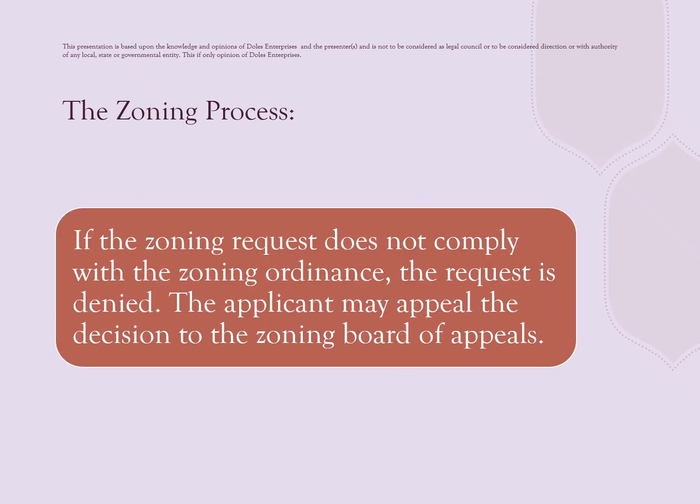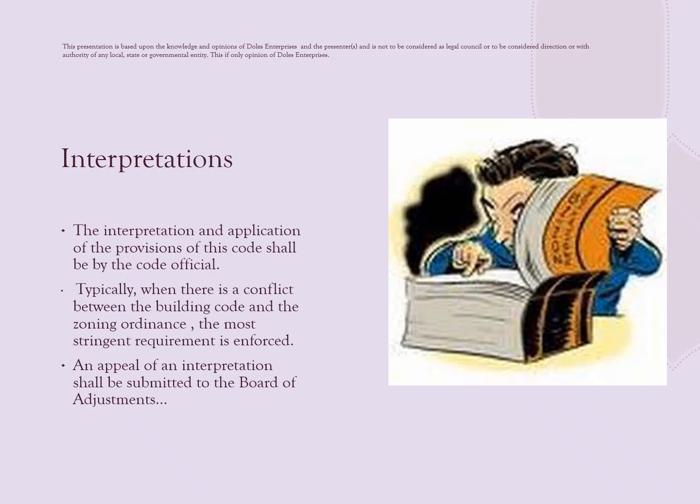Similar to processes for building permits, if a zoning request does not comply with the zoning ordinance, the request will be denied. The applicant will have the right to appeal that decision to a zoning board of appeals. Referencing the International Zoning Code, interpretations. The interpretations and application of the provisions of this code shall be by the code official. Typically, when there is a conflict between the building code and the zoning ordinance, the most stringent requirement is enforced. An appeal of an interpretation shall be submitted to the Board of Appeals.